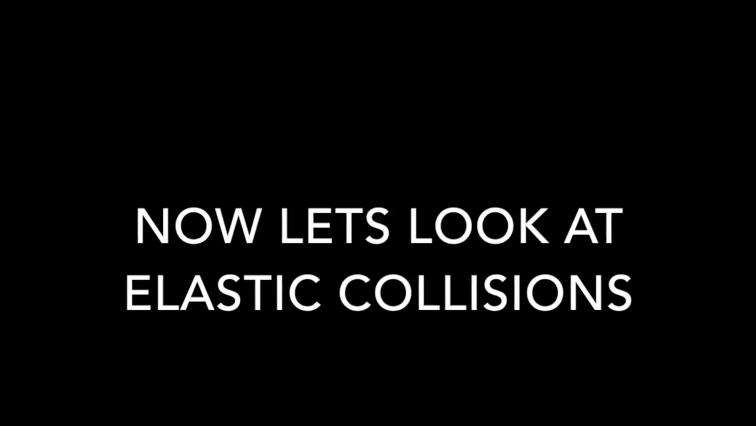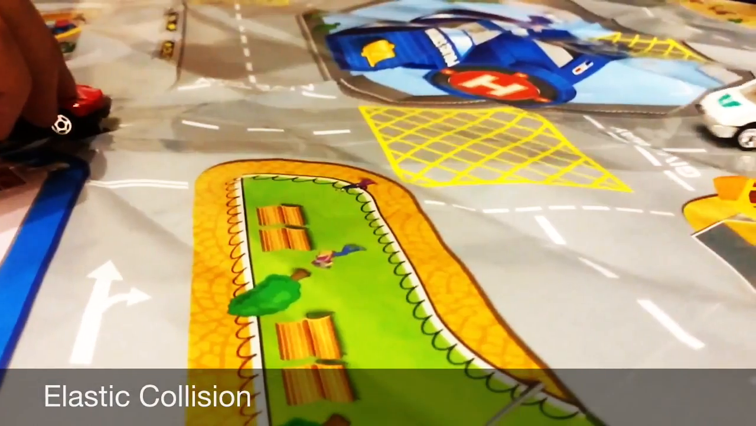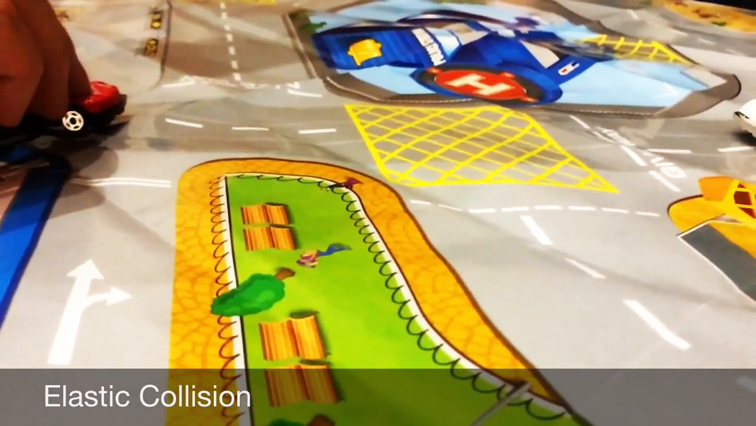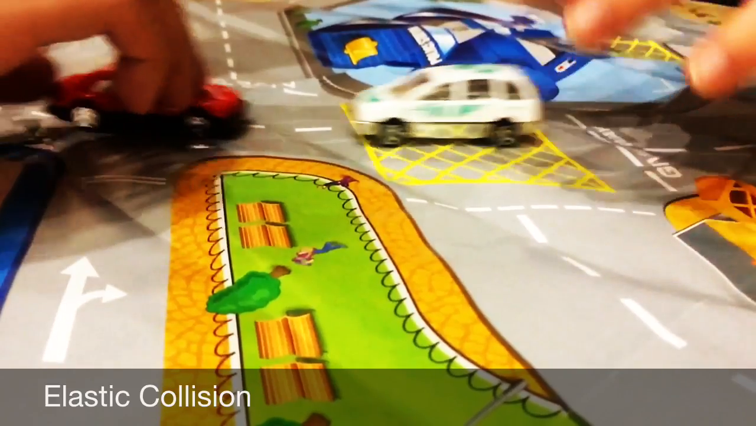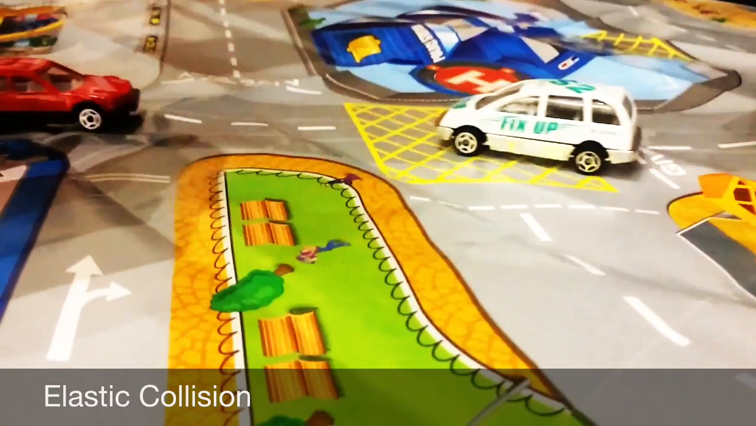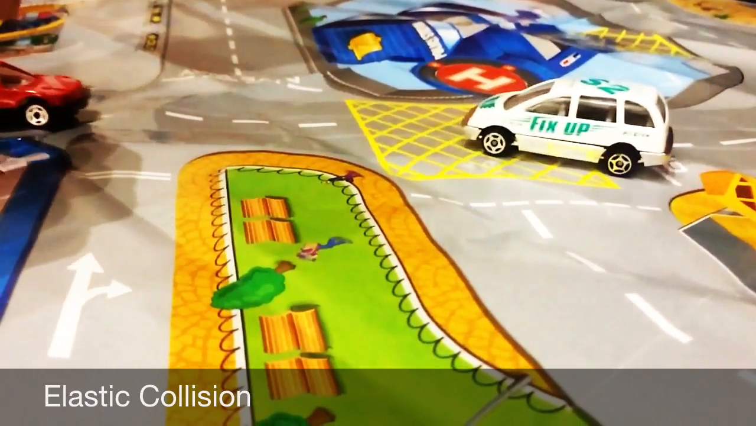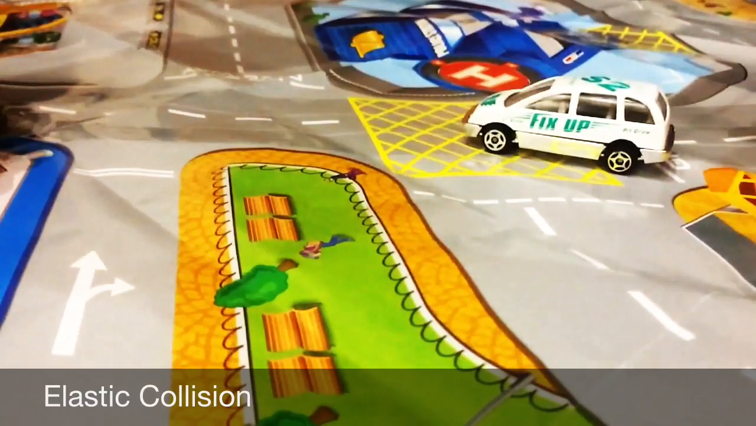Now let's look at some elastic collisions. In elastic collisions, momentum is conserved and so is kinetic energy. Car 1 with a mass of 4 kilograms has an initial velocity of 2 meters per second, and collides perfectly elastically with car 2 with a mass of 6 kilograms moving at an initial velocity of 4 meters per second in the opposite direction. Let us find the velocities of the two cars after the collision.